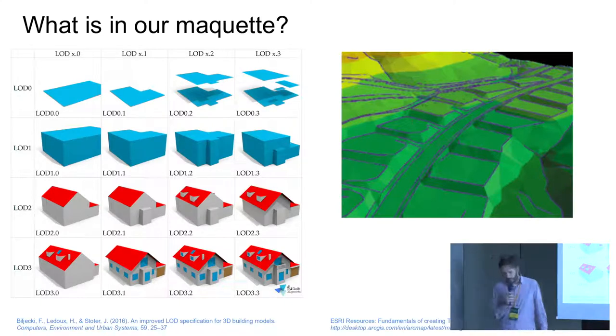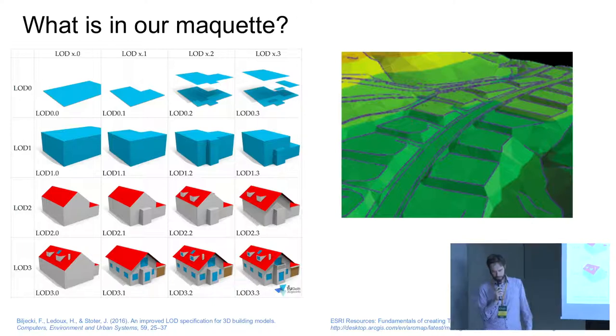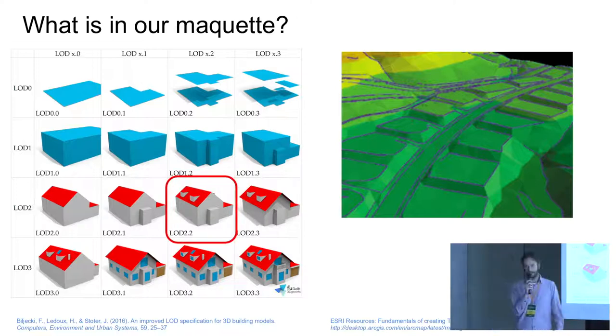Now, what is in our maquette, the one we're making? There is a whole list of options of types of buildings you can choose from and levels of detail. This one I took from work from the University of Delft, where they set out a nice list of options. We chose to go for level of detail 2.2, which means if you put buildings in it, the dormers will be there, and the extensions will be there, but there are no overhanging features in it.